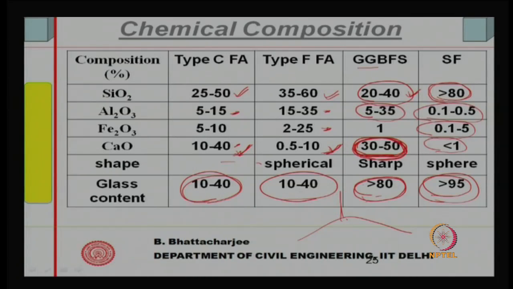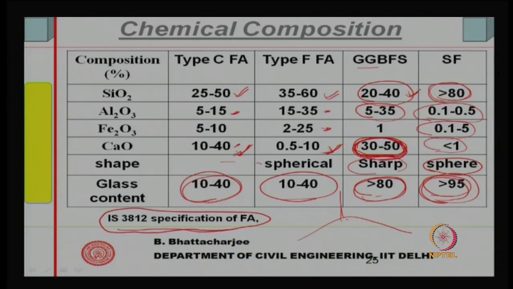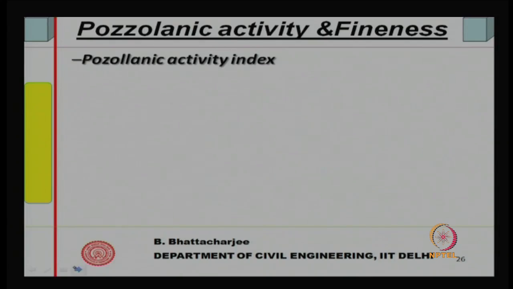These particles are spherical, this is sharp, that is because you have ground it. Ground material cannot be spherical, because after grinding it will be angular in nature, and this is again spherical, this is again spherical. So, these are the chemical characteristics of this. Now, IS 3812, the Indian Standard, gives the specification of fly ash and tells you what should be the preferred, desired chemical composition of this material.